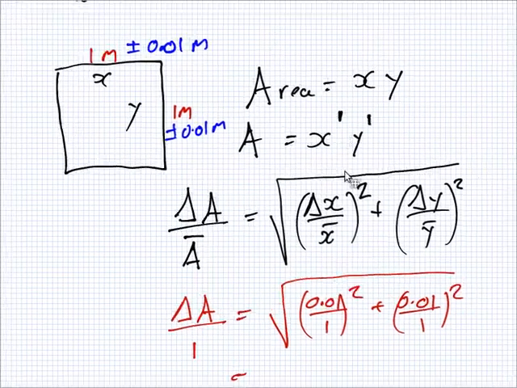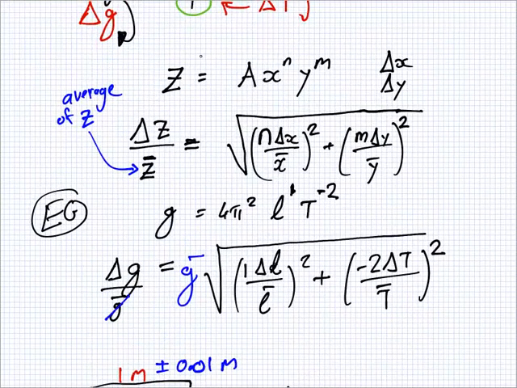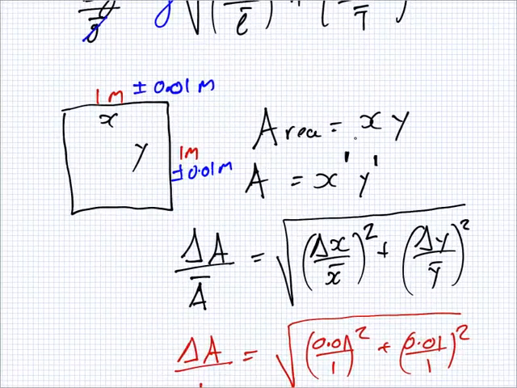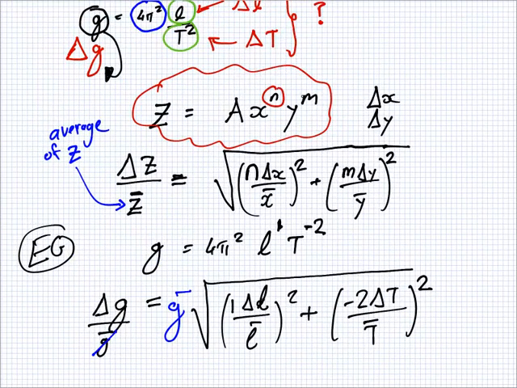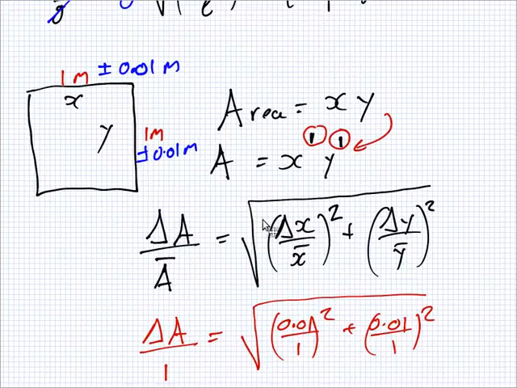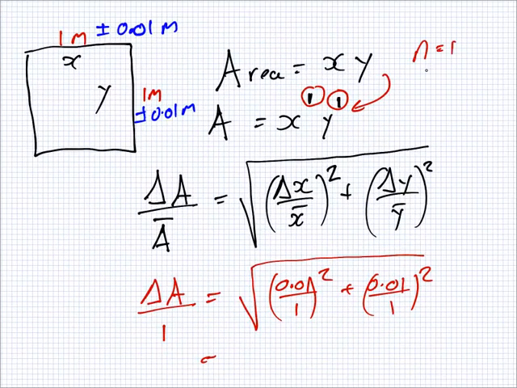Well, what I'm doing is I'm writing my formula in this form. So here I just changed it into power 1, power 1. So you can see that the n is 1 and the m is 1 in the formula. I'm using this formula. So if I look here, I can see the n is 1, the m is 1. And there's no number here, but it doesn't matter.